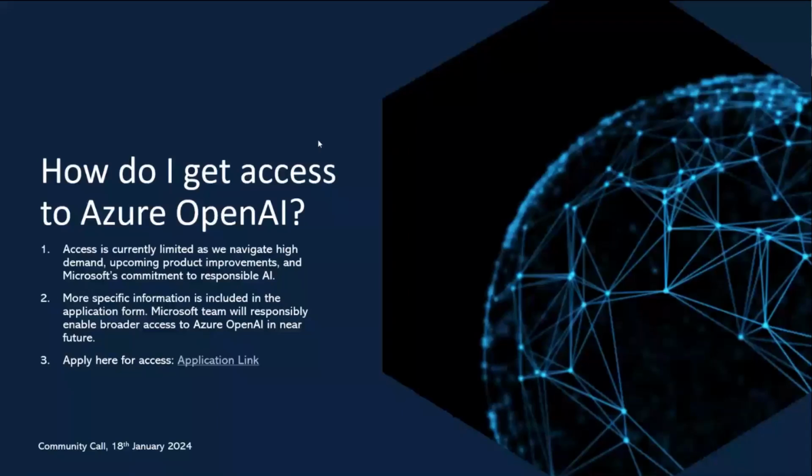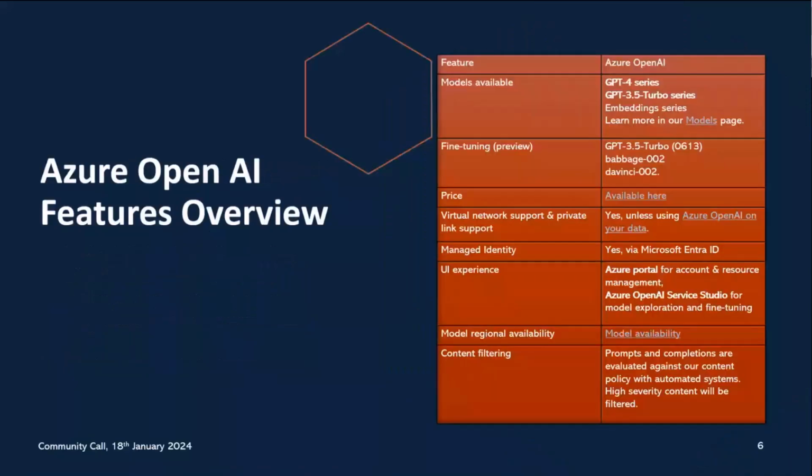Coming to the next, what features does Azure OpenAI provide? As seen in the table, it provides some of the models. Which are these models? These are GPT-4, GPT 3.5 Turbo, and embeddings. Also, you can do fine tuning. For fine tuning, there are different model types like 0613, Babbage, DaVinci. These are the different fine tuning options, which are right now in preview. Pricing, probably you can check out later.